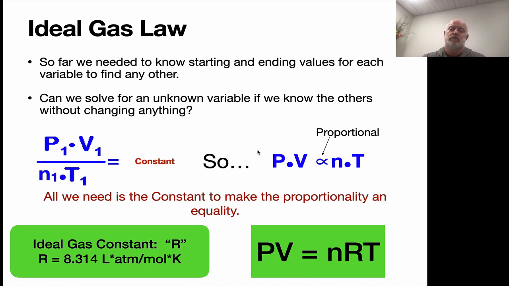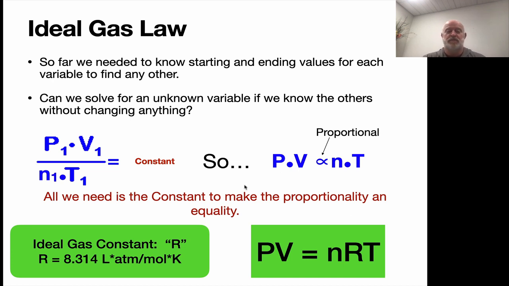But we do know that if we rearrange this, we can say that the pressure times the volume is proportional to the number of moles times the temperature. So this is a proportionality that comes from the combined gas law. If we know the pressure and volume, we know that it's proportional to these two things. However, it's not equal to them. And in math, anytime you know a proportionality, to make it an equality, all we need is a multiplier. So what special number is going to allow us to make this proportionality an equality?